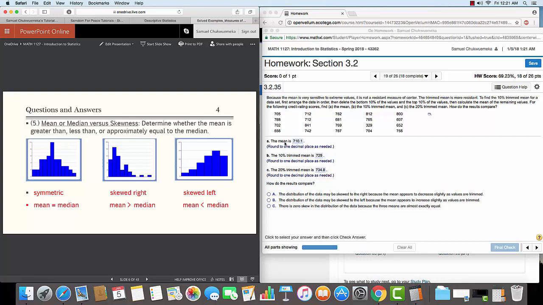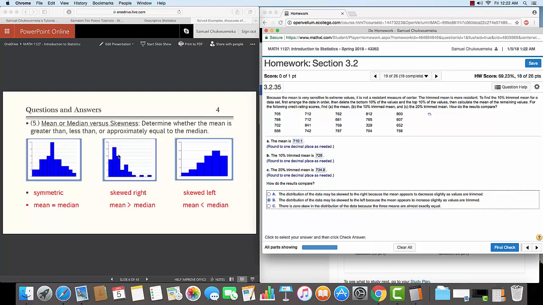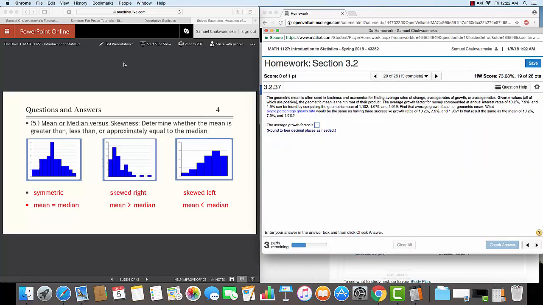See that? So, if you were going to graph this mean in a histogram, it starts from 710 to 729 to 738. So the distribution will be skewed left, as you can see. Skewed left starts from the smallest going to the biggest. So the distribution may be skewed to the left because the mean appears to increase slightly as values are trimmed. B is the correct option because A would be, if it's skewed right, then it appears to decrease slightly as values are trimmed. But as we see here, as the values are trimmed, the mean is increasing slightly. So B is the preferred option, the correct option. Okie dokie.